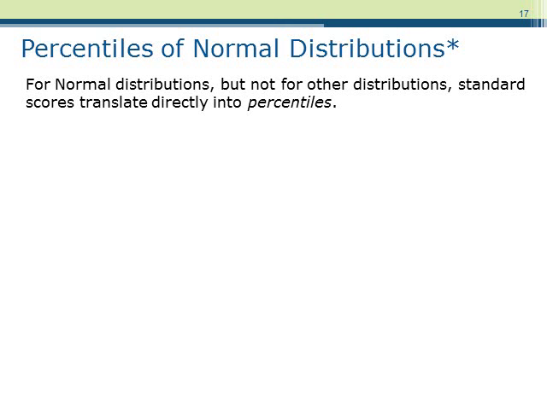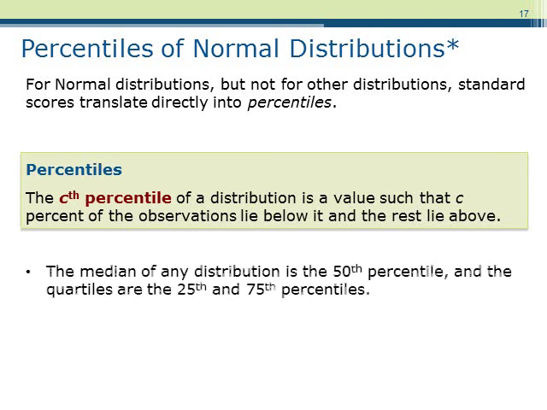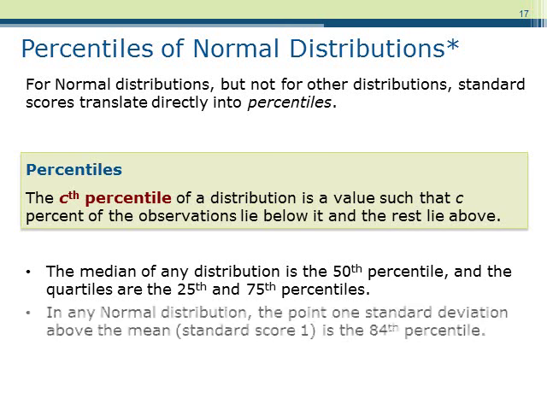Standard scores allow us to quickly relate an observation to others in the distribution. In particular, we can use them to describe what percentage of the observations lie above and below it. This brings us to the idea of a percentile. The cth percentile of a distribution is a value such that c% of the observations lie below it and the rest lie above. The median of any distribution is the 50th percentile, and the quartiles are the 25th and 75th percentiles. In any normal distribution, 1.0 standard deviation above the mean is the 84th percentile.